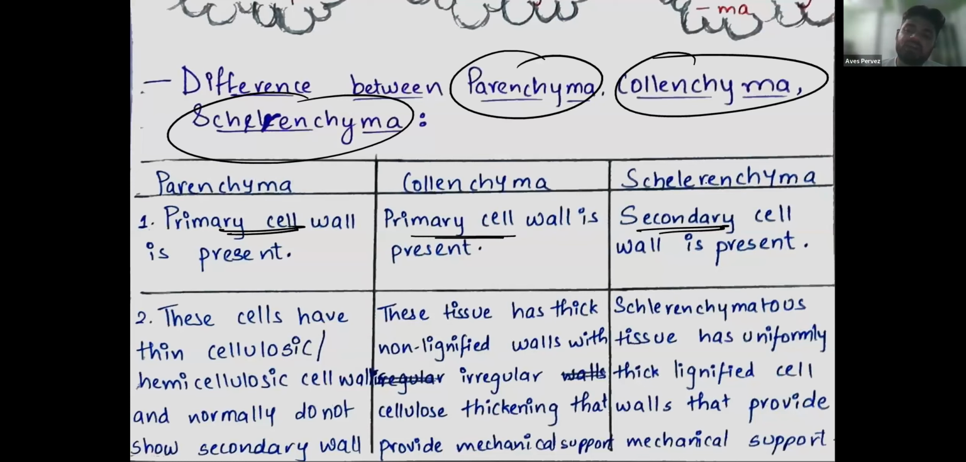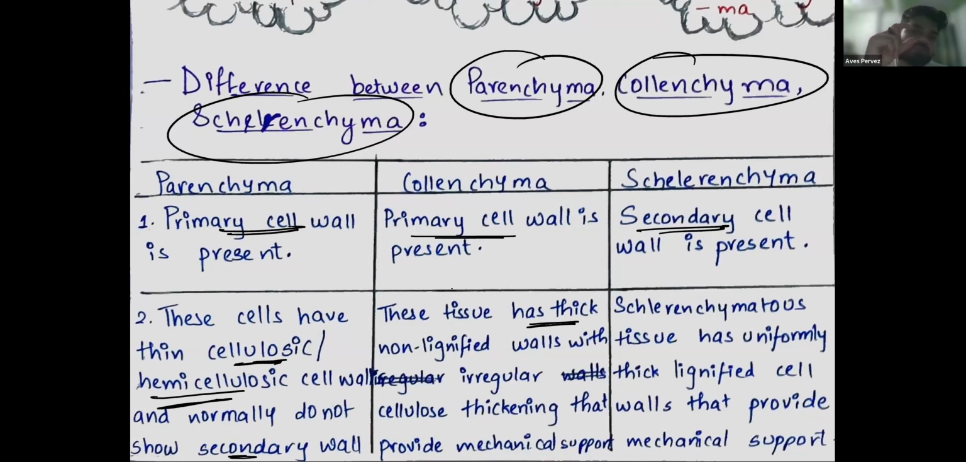Okay, in the sclerenchyma tissue... You can simply say that parenchyma cells have thin cellulosic walls, meaning the cell wall is made up of cellulose or hemicellulose, and they normally don't show a secondary cell wall. Means there is no secondary cell wall present. But here you see that sclerenchyma tissues are thick. I will show you the figure of these tissues also. These tissues are thick and non-lignified with irregular cellulosic thickening.